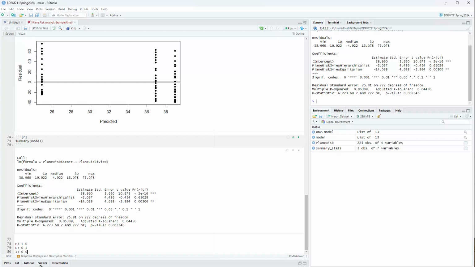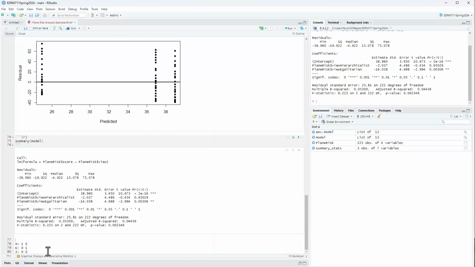If they're not hierarchicalist or egalitarian, they must be individualist. So R only needed to create two dummy variables. There's only two columns here. And those two dummy variables are all that's needed in order to indicate three groups. So here's hierarchicalist, 1, 0. Here's egalitarian, 0, 1. And individualist is 0, 0.